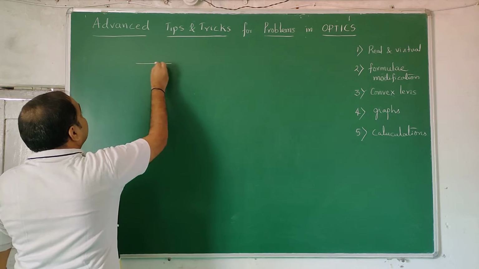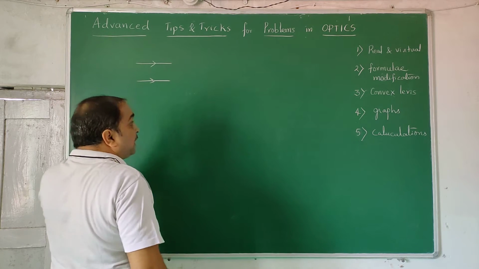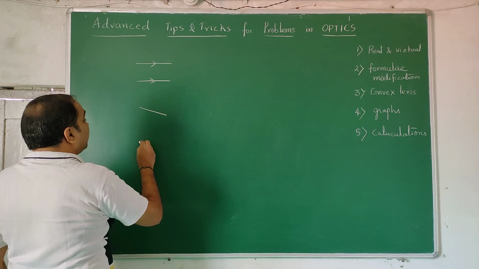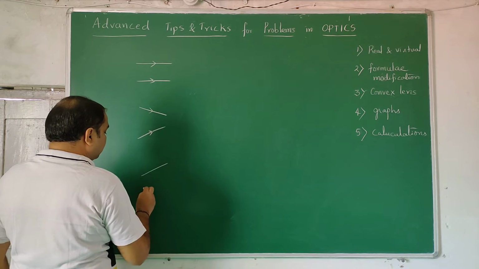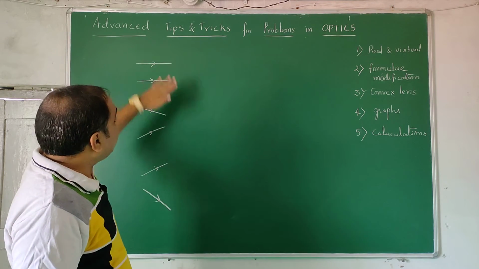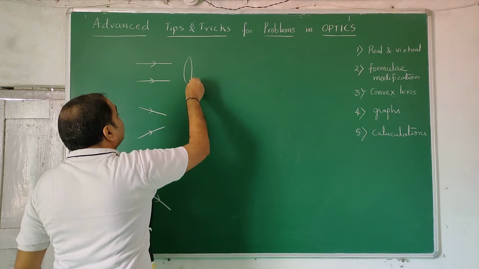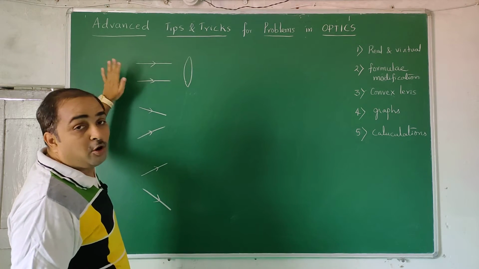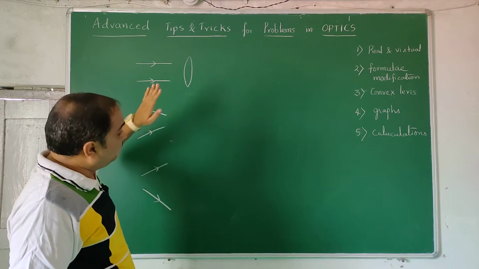Suppose I have 2 rays. Actually hundreds, lakhs of rays will be there, but I am taking 2 rays. They can be parallel, or non-parallel. These are the 3 cases I am talking about. Suppose I have a lens here. If these rays are coming parallel, then we take the object to be at infinity. Or even the image we can take to be at infinity, that we will talk about later.